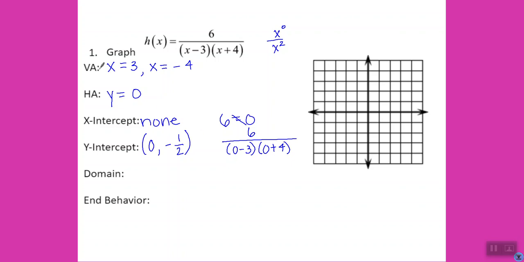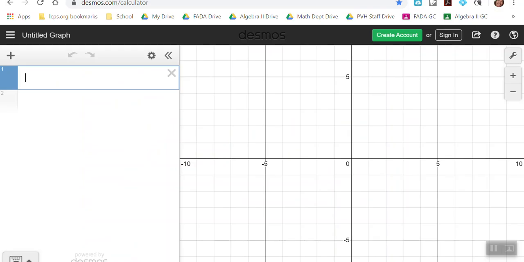So let's plot these four things. All our asymptotes we're going to plot as dotted lines because they're technically invisible. So x equals 3, x equals negative 4, y equals 0, and then we don't have an x-intercept, which makes sense because there's an asymptote there. Our y-intercept is (0, negative 1/2). And then we're going to use Desmos to help us sketch the rest.